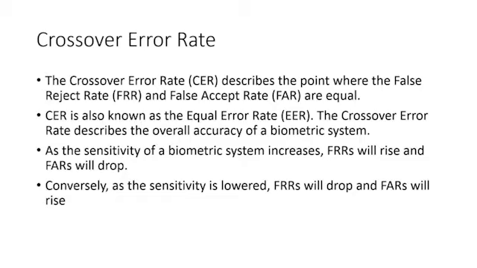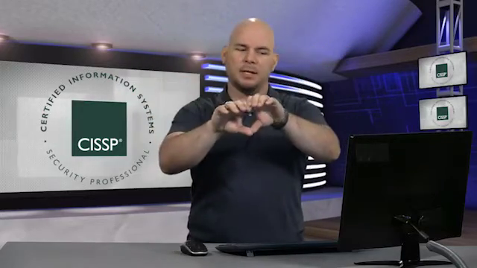Now, conversely, on the opposite side, as the sensitivity is lowered, we're not going to have as many rejections, but we're going to have way too many exceptions. We'll have too many people getting accepted that may not be. So we don't want this, and we don't want this. We want to meet in the middle where that equal error rate is. Not too many rejections, not too many false exceptions.